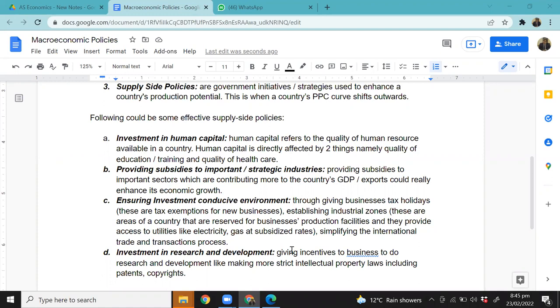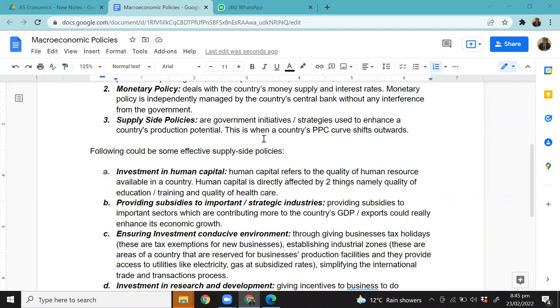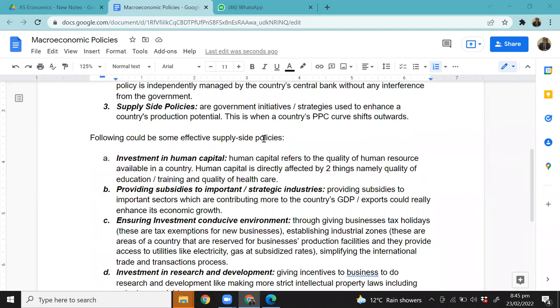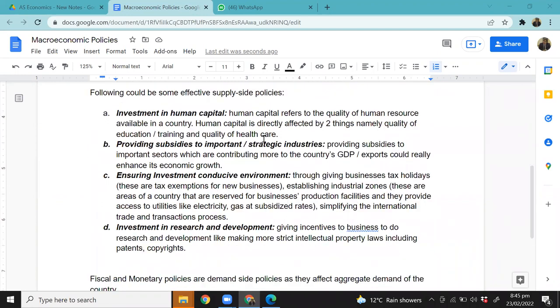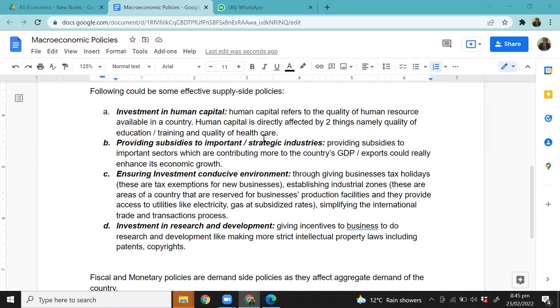Okay, then anything else that comes to your mind, how the government can encourage, how the government can boost aggregate supply, right? So these are some important things that we have talked about here, right? Okay. So we have talked about research and development. We have talked about ensuring an investment conducive environment, providing subsidies, investment in human capital, right? And yeah, all these things.